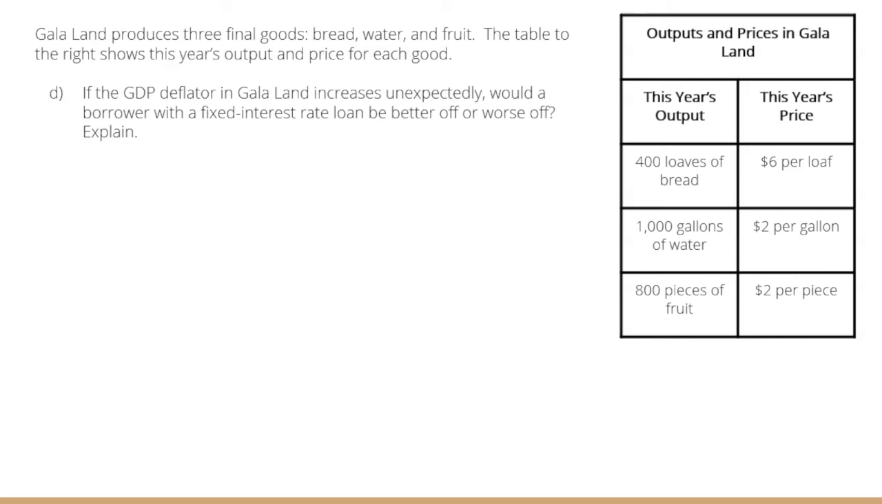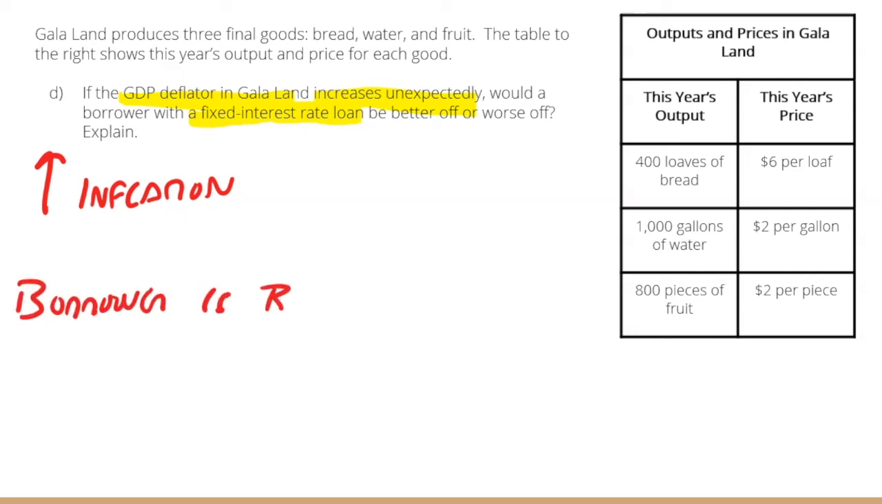All right, so part D asks, if the GDP deflator in Galaland increases unexpectedly, would a borrower with a fixed interest rate loan be better off or worse off? Explain. First off, if the GDP deflator increases unexpectedly, that means there's higher levels of inflation. And so if a borrower with a fixed interest rate is paying back their loan with higher levels of inflation, the borrower is better off. And remember, it asks us to explain.